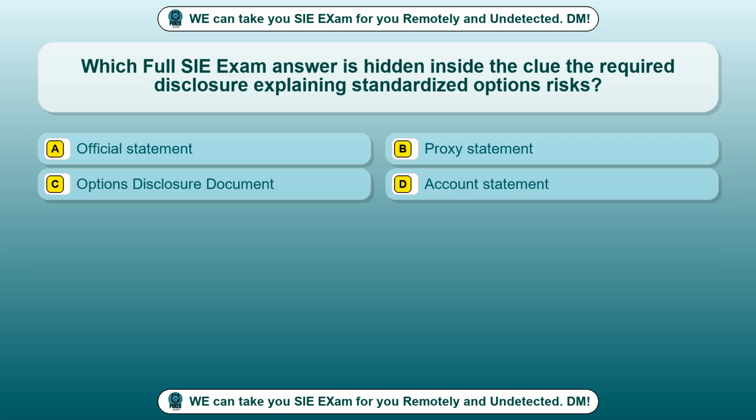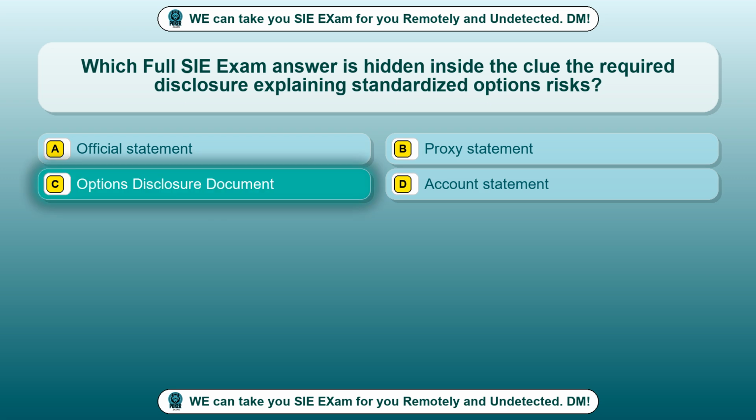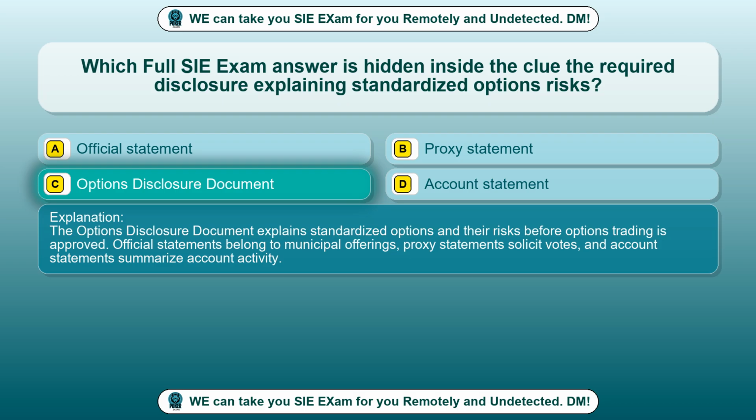Question 77. Which full SIE exam answer is hidden inside the clue the required disclosure explaining standardized options risks? Option A, official statement. Option B, proxy statement. Option C, options disclosure document. Option D, account statement. The correct answer is option C, options disclosure document. The options disclosure document explains standardized options and their risks before options trading is approved. Official statements belong to municipal offerings, proxy statements solicit votes, and account statements summarize account activity.